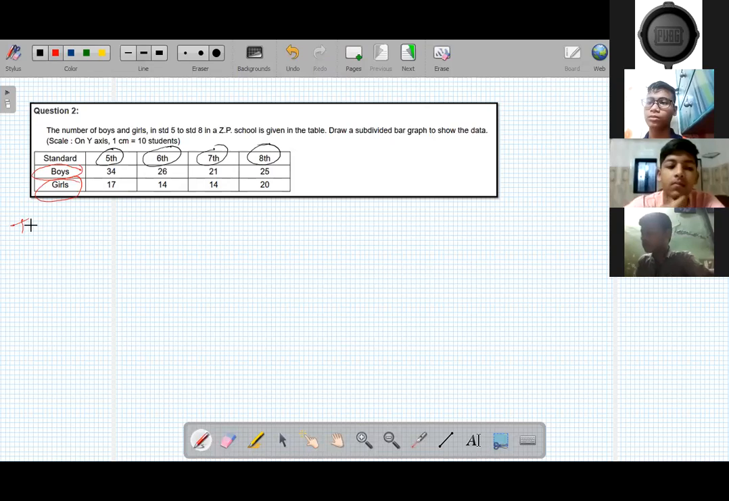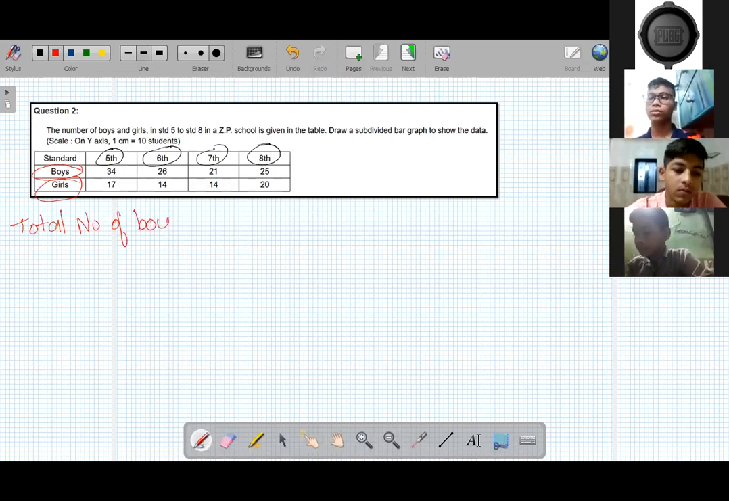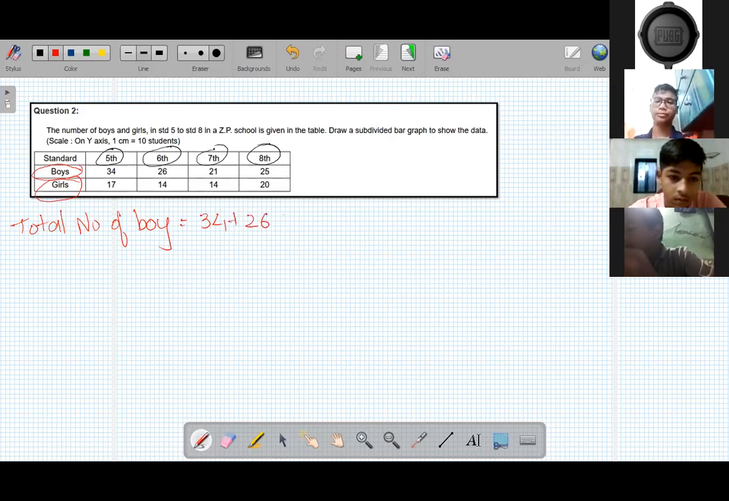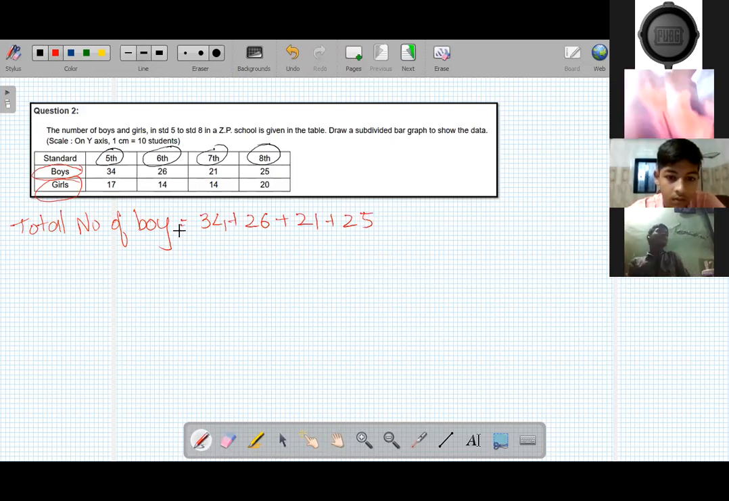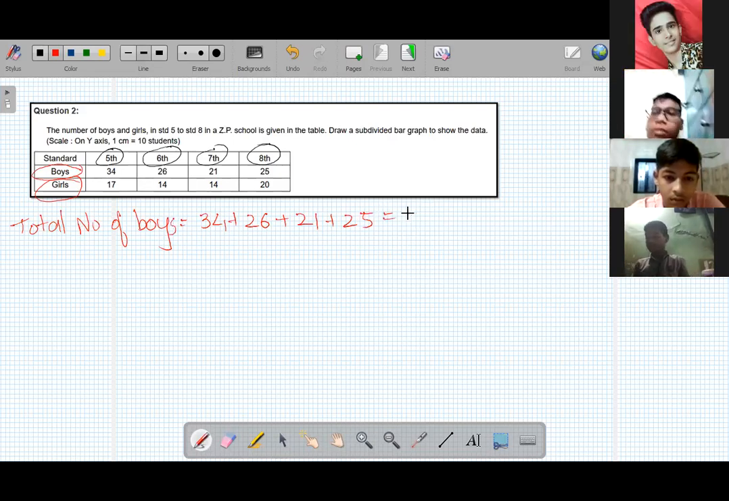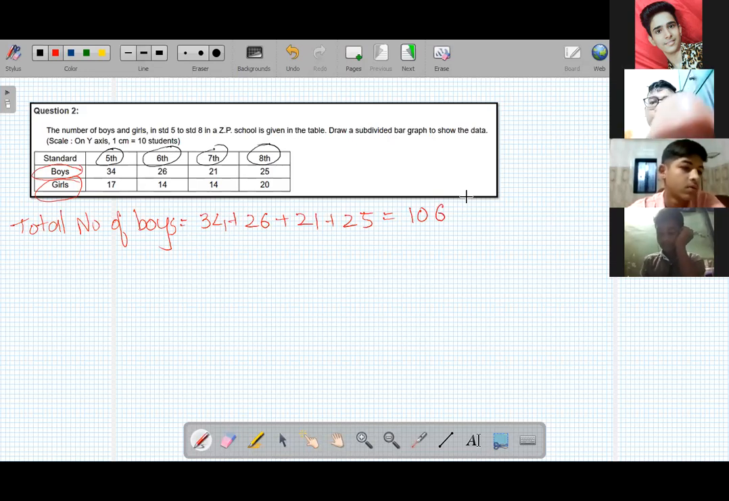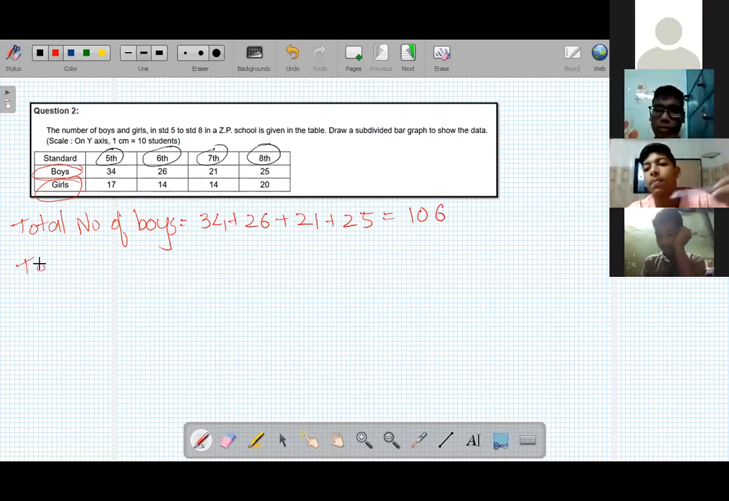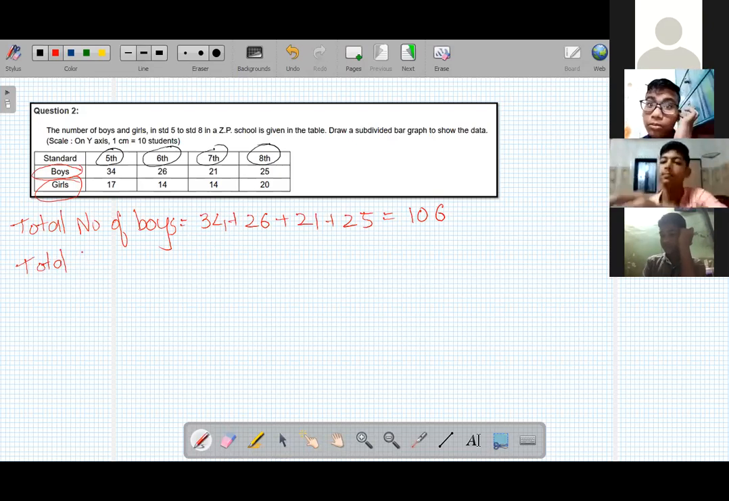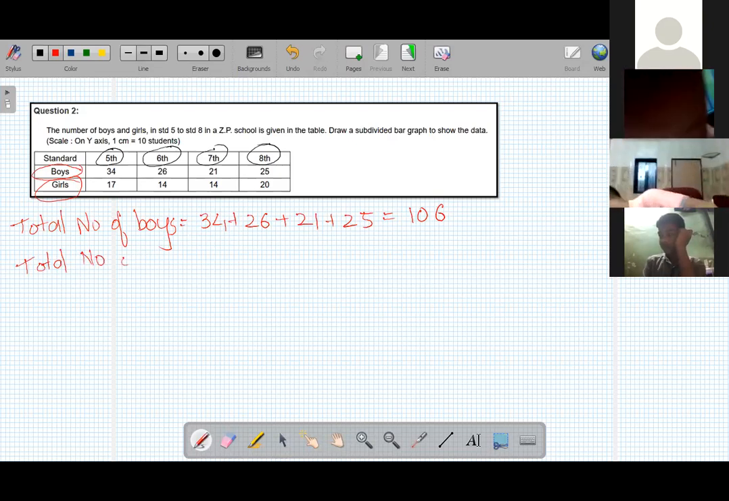First, find the total number of boys. So in all, from 5th to 8th standard, you find the total number of boys. You'll do 34 plus 26 plus 21 plus 25. So how much is this? 106, correct? Next, you find the total number of girls from 5th to 8th standard.